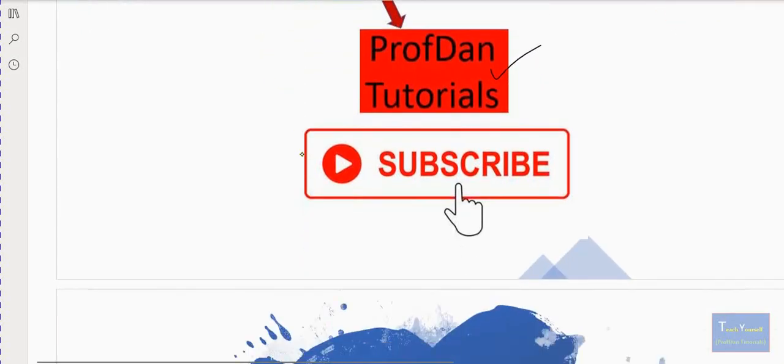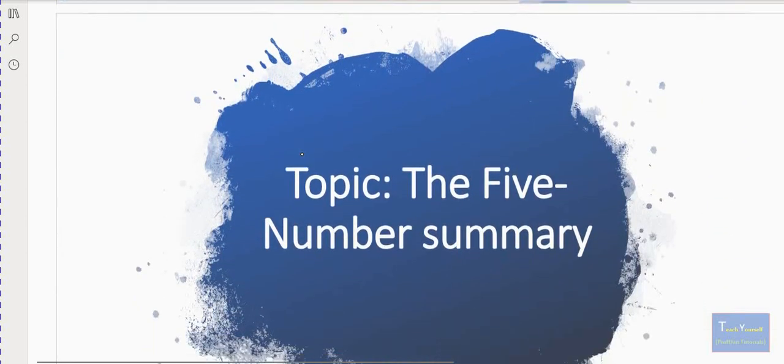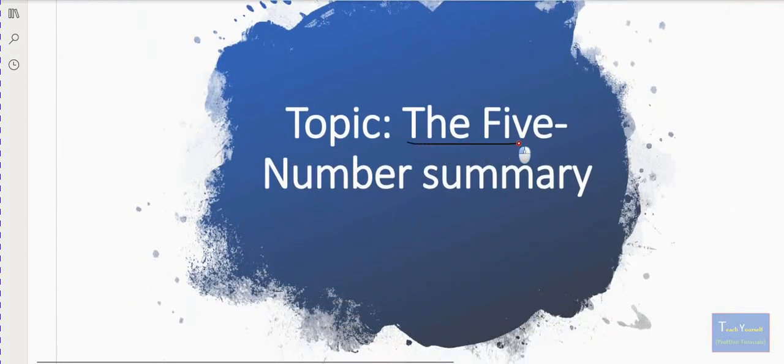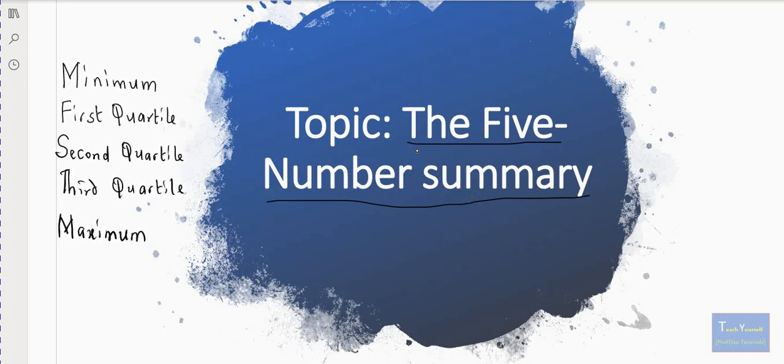Our topic today is the 5-number summary. I would advise you to watch the previous video on the topic of quartiles, because this is a continuation. So what are the 5-number summary? We have the minimum value.